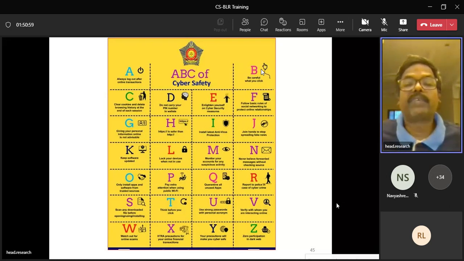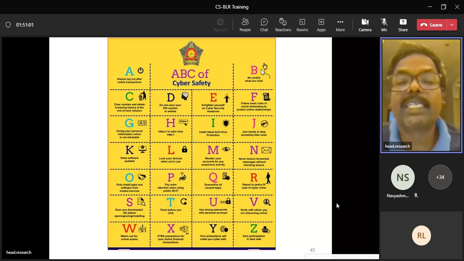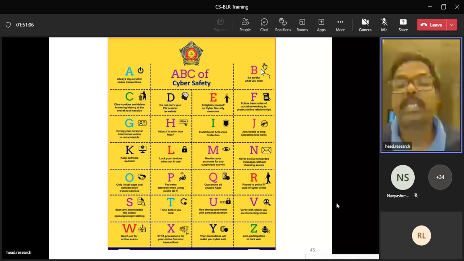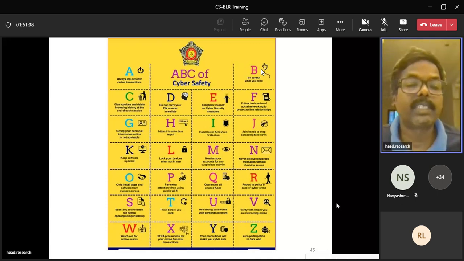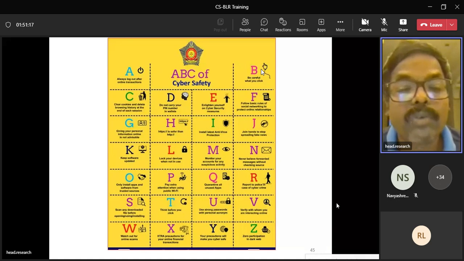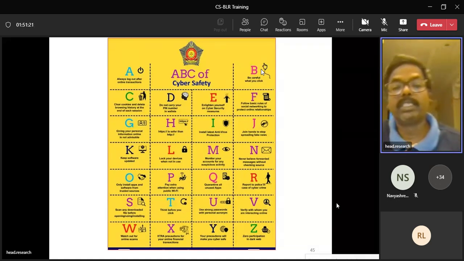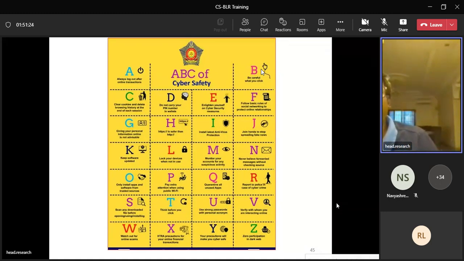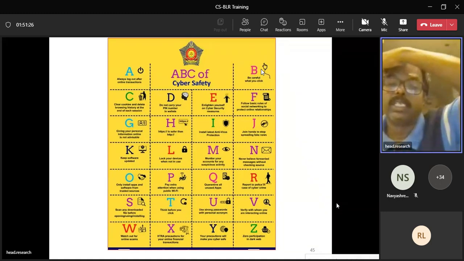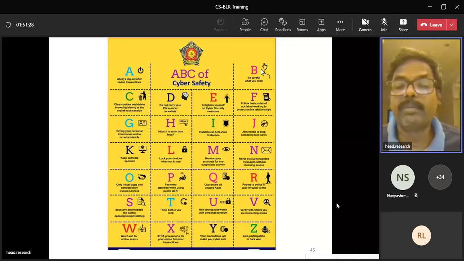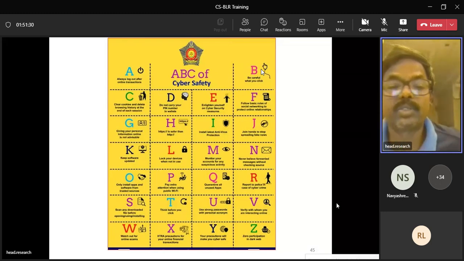I stands for install the latest antivirus protection. J stands for join hands to stop spreading fake news. K stands for keep software updated. L stands for lock your devices when not in use. M stands for monitor your accounts for any suspicious activity. N stands for never believe forwarded messages without checking the source.